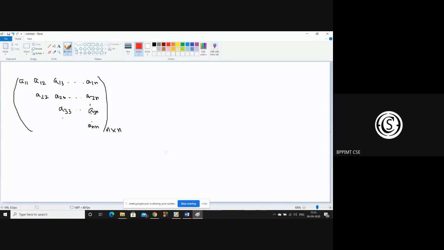Then Shreya, are you there? Visible? Yes, sir. Then you are asked to find the address of an element at ij position using column measure order. This is the upper triangular matrix, right? Yes, sir. So column measure order means first you have to scan this column, then this column, then this column in this fashion. Now, any idea?